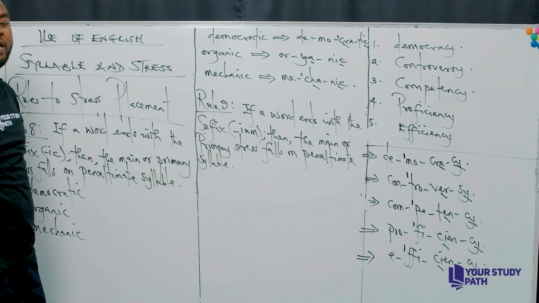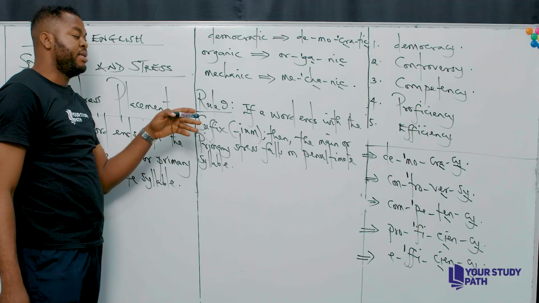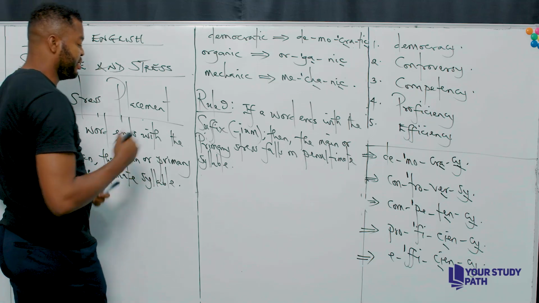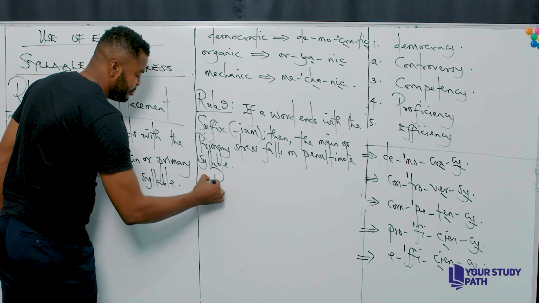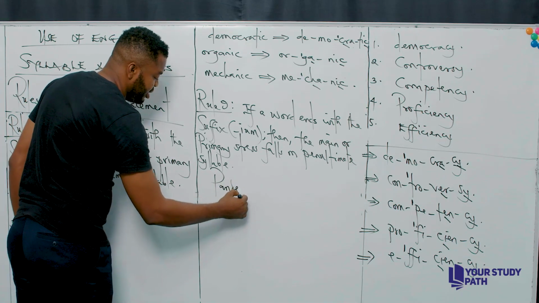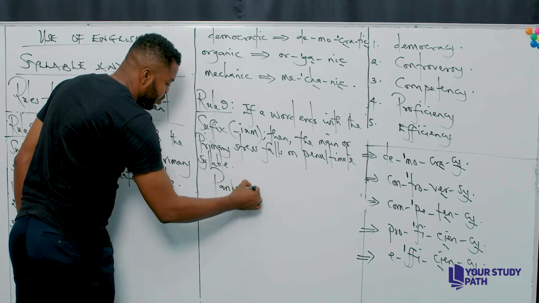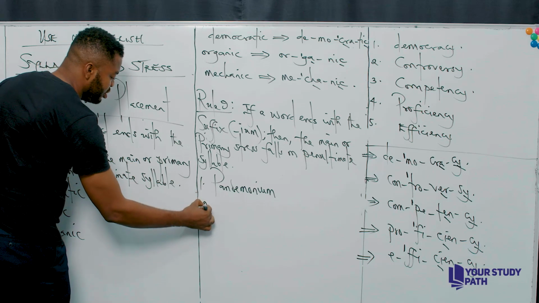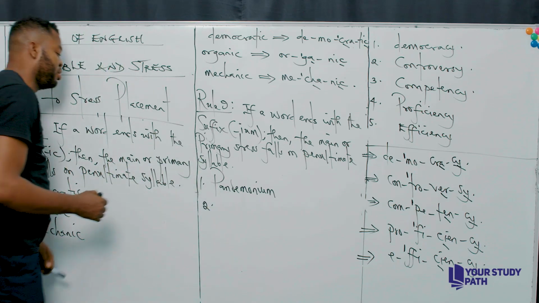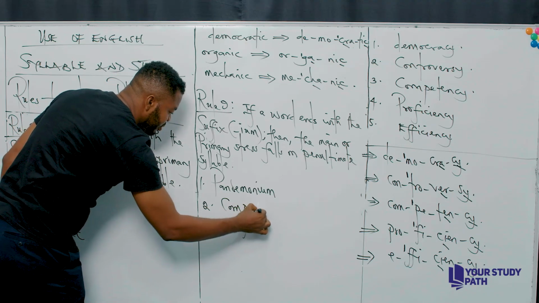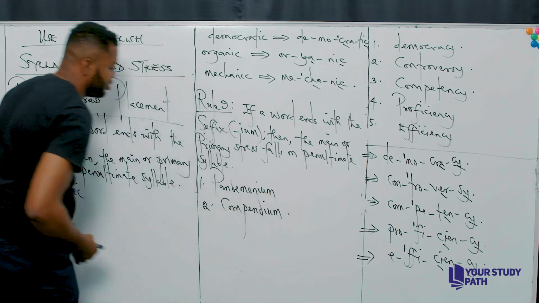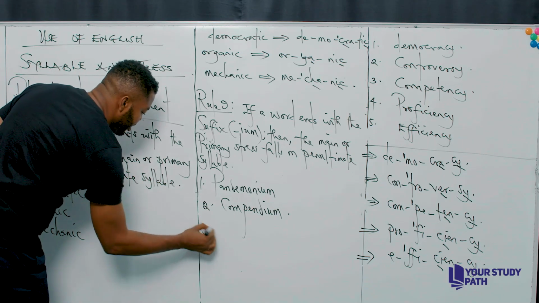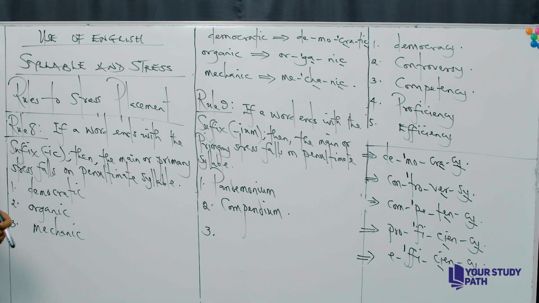If a word ends with a suffix and the suffix is I-U-M, it means that the main or primary stress falls on the penultimate syllable. For instance, you have pandemonium. Two, compendium. Compendium. You equally have 3. Let me think of another English word to make it number 3.